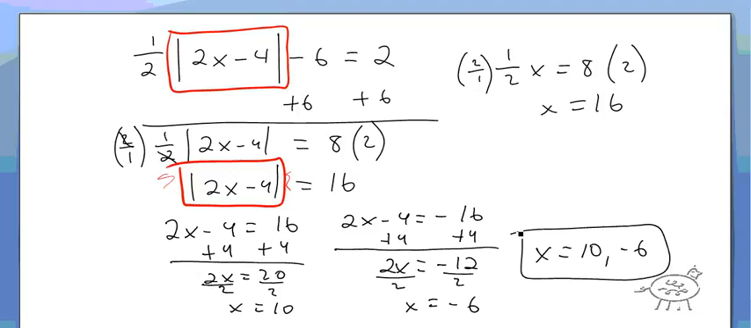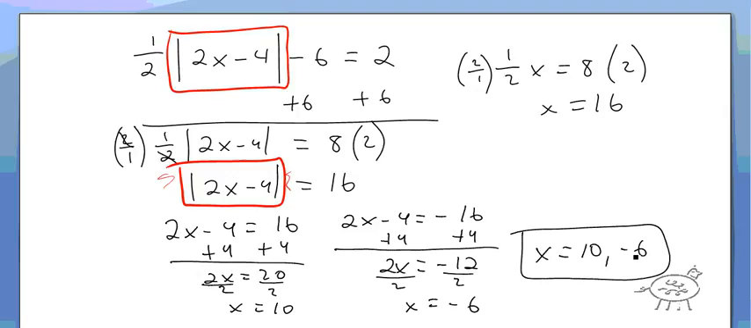And you can always check your work. If you have time at the end of a quiz, you can always plug a 10 in there. If I plug a 10 into this problem here, it'd be 2 times 10 is 20. 20 minus 4 is 16. 1/2, and the absolute value of 16 is 16. 1/2 of 16 is 8. 8 minus 6 is 2.